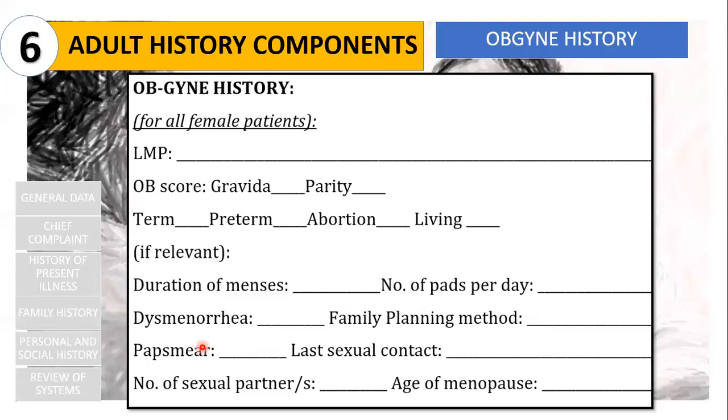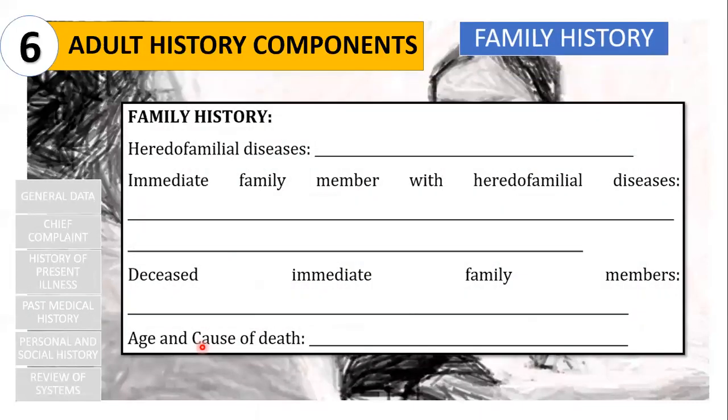Next is the family history. Here we ask about heredofamilial diseases present in the family, like hypertension, cancer, kidney diseases, and coronary artery disease, and others. We also take note of the age and cause of death of siblings, parents, and grandparents.